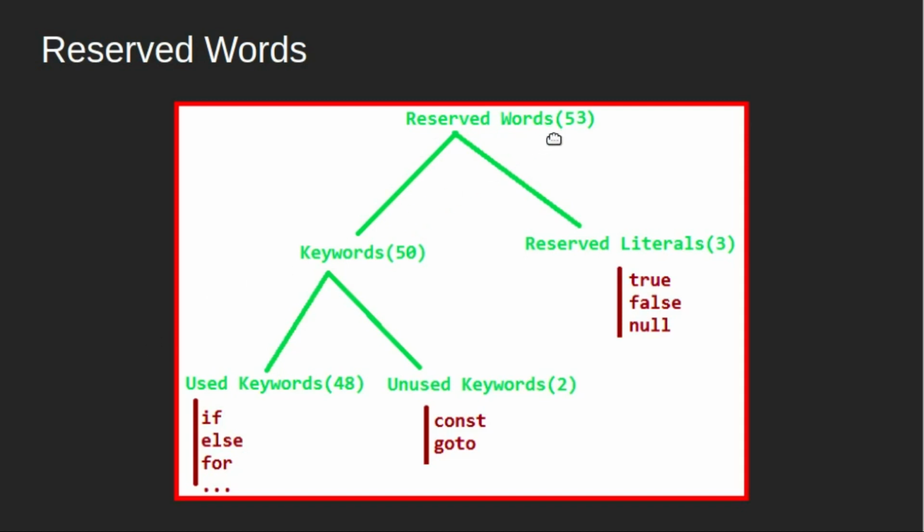There are 53 words which are reserved in Java and you cannot use them as an identifier. Out of 53, 50 are keywords and 3 are reserved literals. Reserved literals consist of true, false and null, whereas keywords are further divided into two categories, used and unused. Used words are if, else, for, etc. Unused words are const and goto.